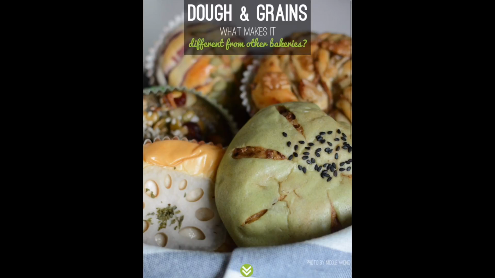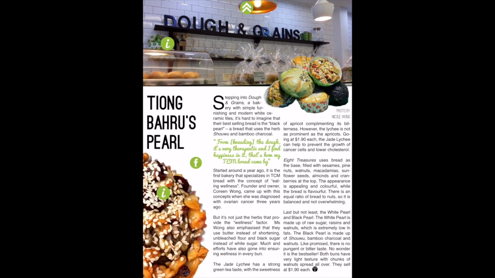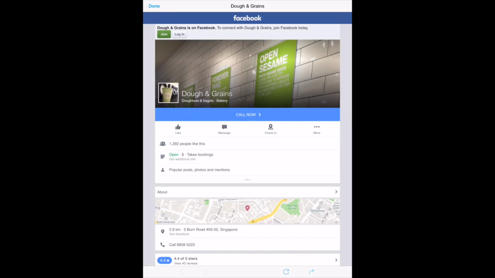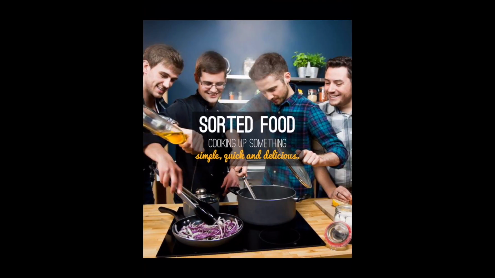And now we have our feature on a local bakery store called Dough and Grains. It's situated in Tiong Bahru, and by tapping onto the eye icons, it will show you the bread that is featured, the name of the bread, and the address. Once again, to make it more convenient, I included a Facebook icon, and by tapping onto it, it will bring you to the Facebook page.